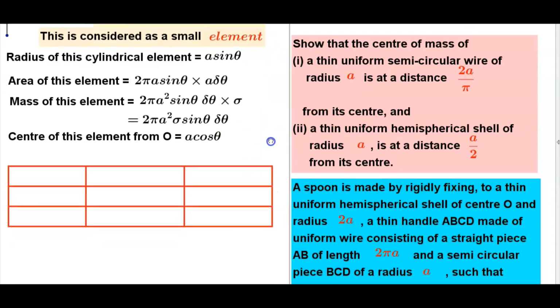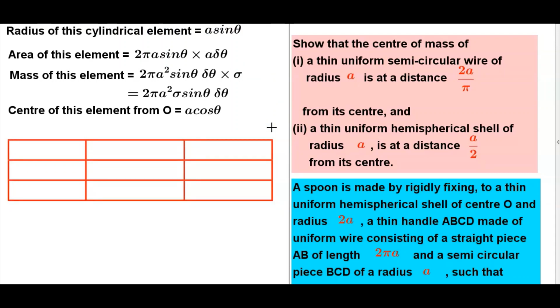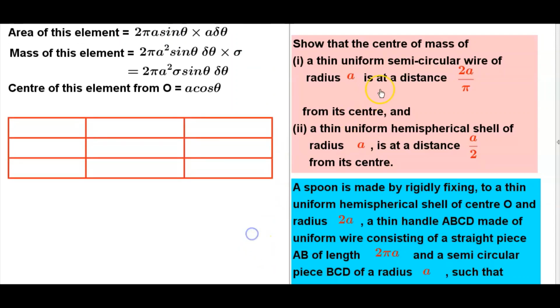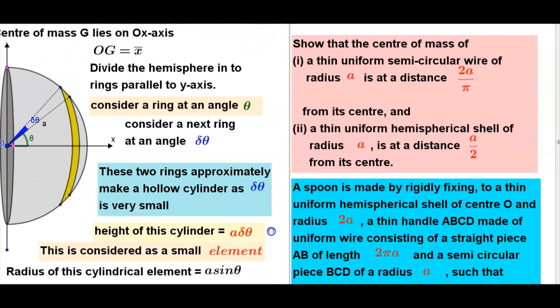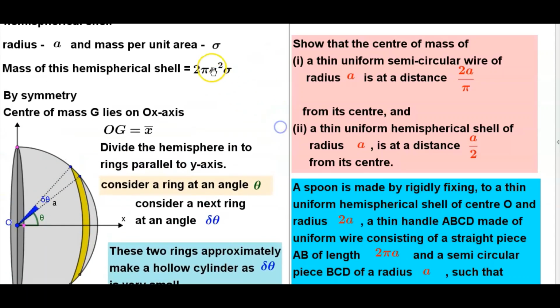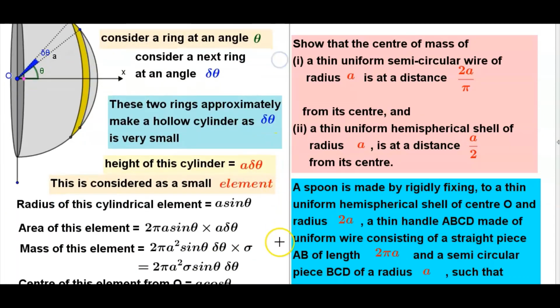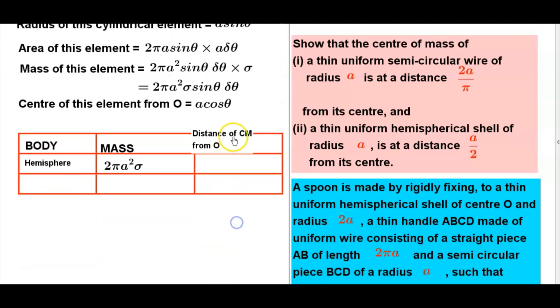So now we consider this hemispherical shell as an element. Body, mass, distance of center of mass from O. The hemisphere has mass 2 pi A square sigma. The distance of the center of mass from O, let's say x bar, we want to calculate.